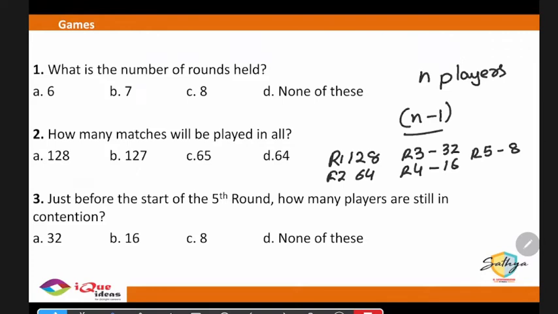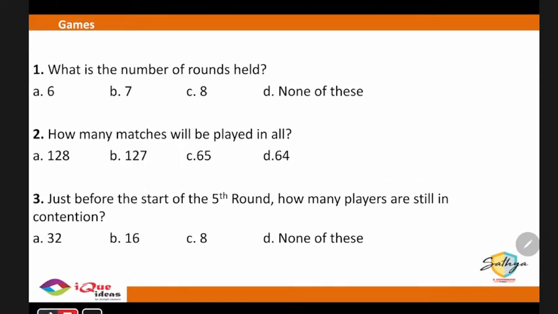So after the 5th round, 8 gets halved to 4, but the 5th round itself will start with a total of 8 players. So the number of players in contention just before the 5th round is a total of 8. Pretty easy questions to start with.